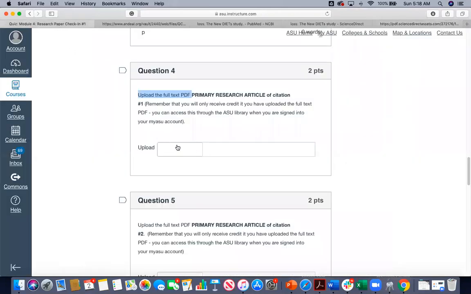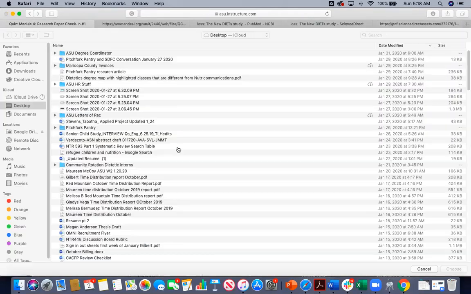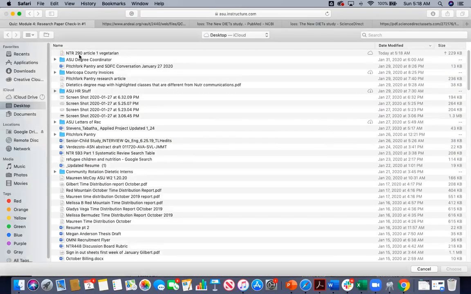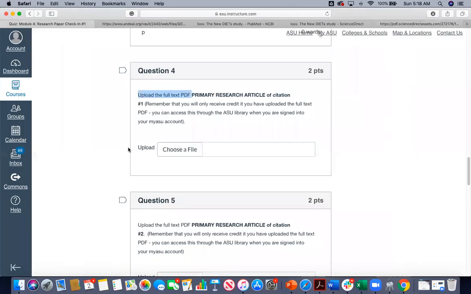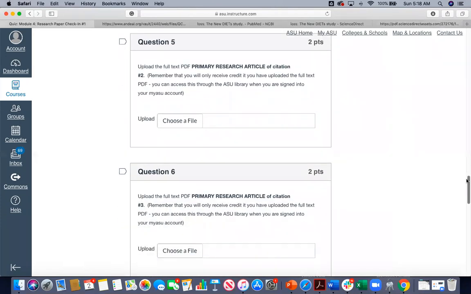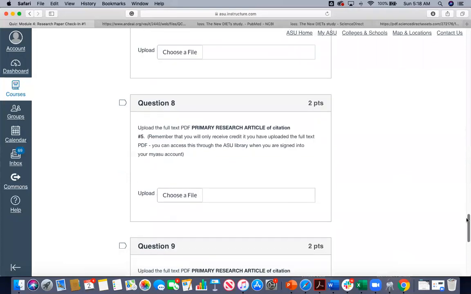Then go back to my assignment. Then I can choose a file, go to my desktop, I would double click that, and that would upload my article. I'm in preview mode now, so it's not going to work for me, but that would be your process for each of those PDFs.